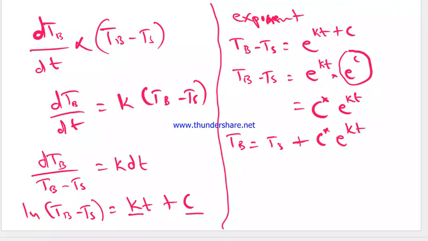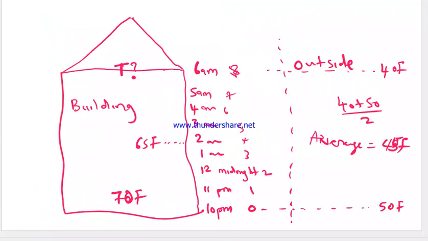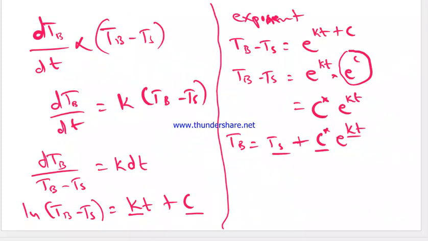So the first task is to find the first constant here and the second constant here. So how do we find it? You remember our TS from the information given, average temperature of the surroundings is 45. So our equation here can be TB is equal to 45 plus C star exponential KT.